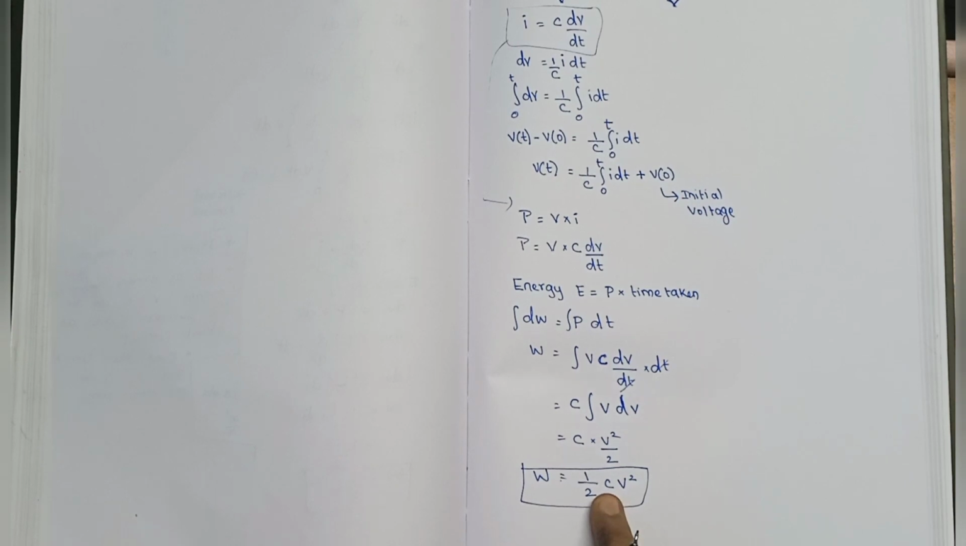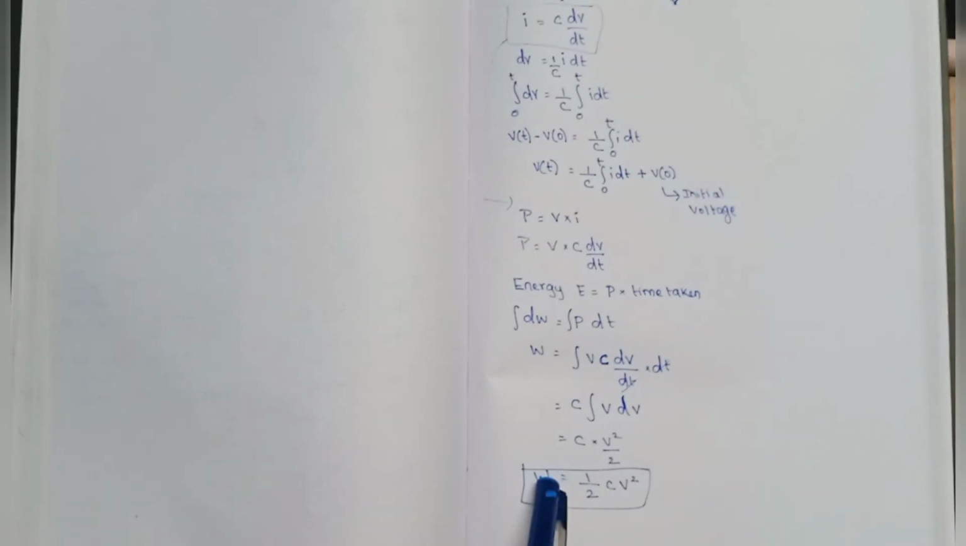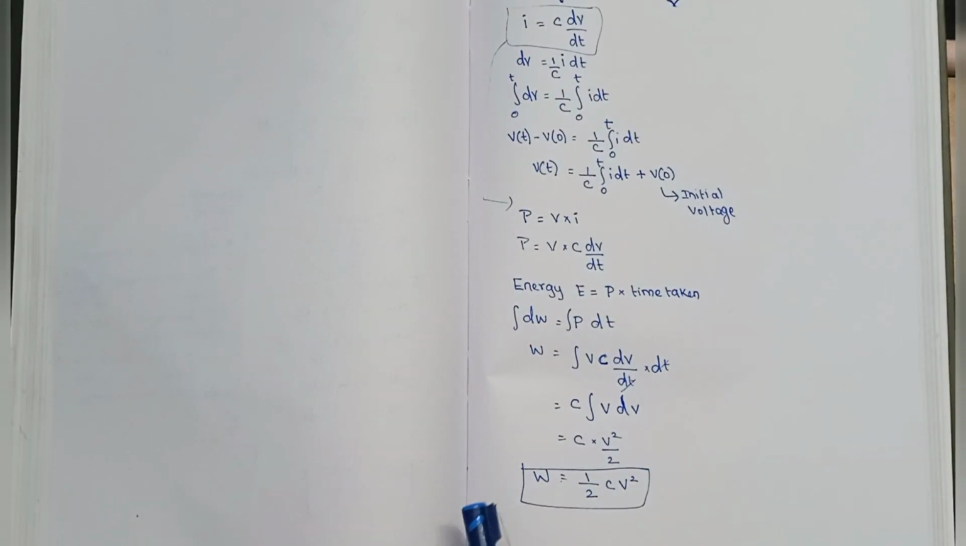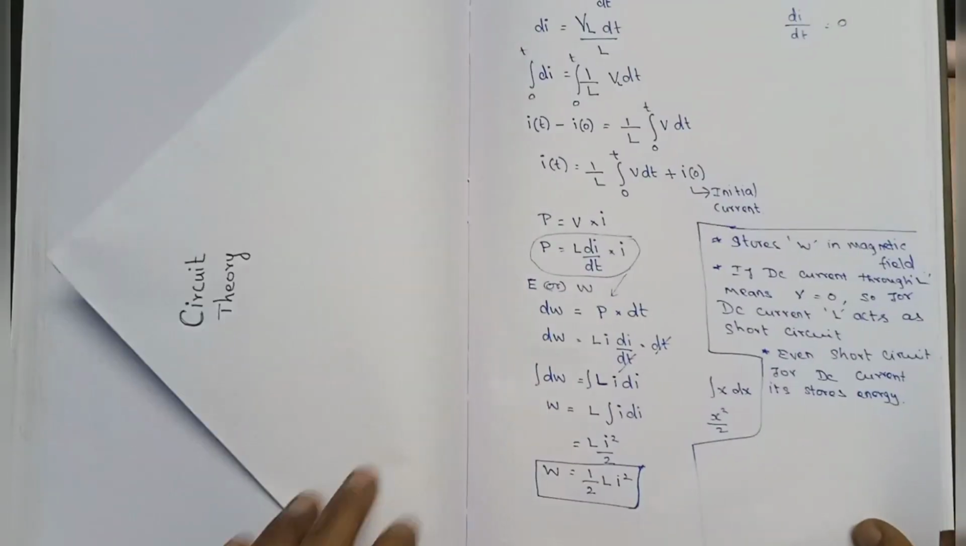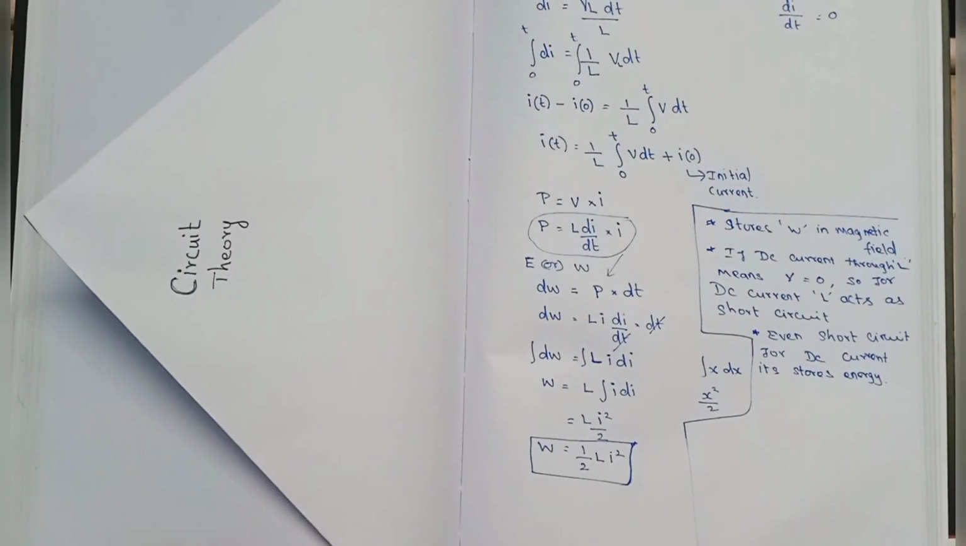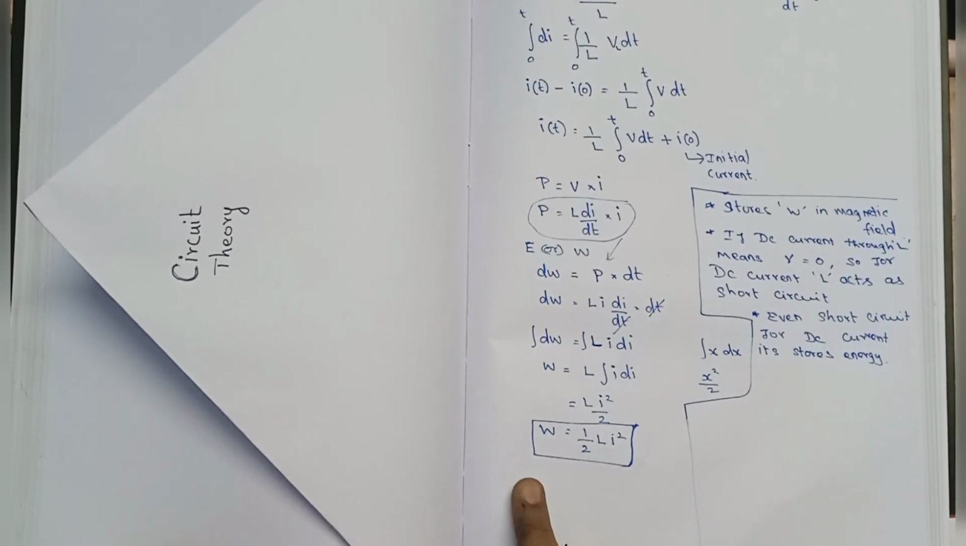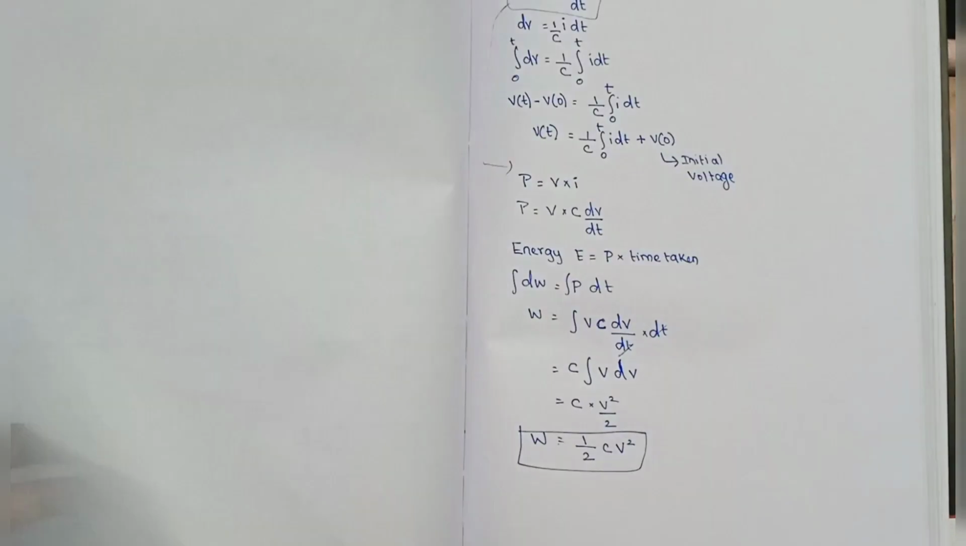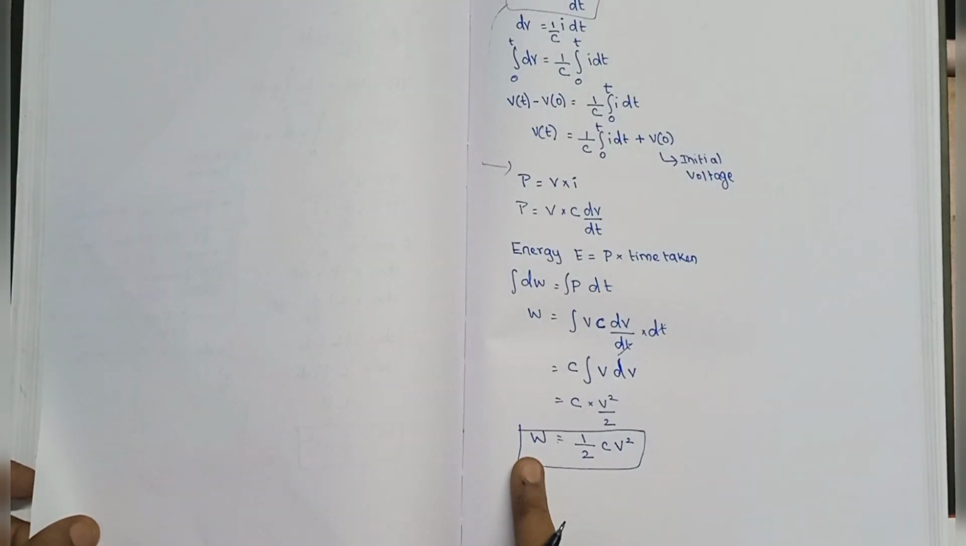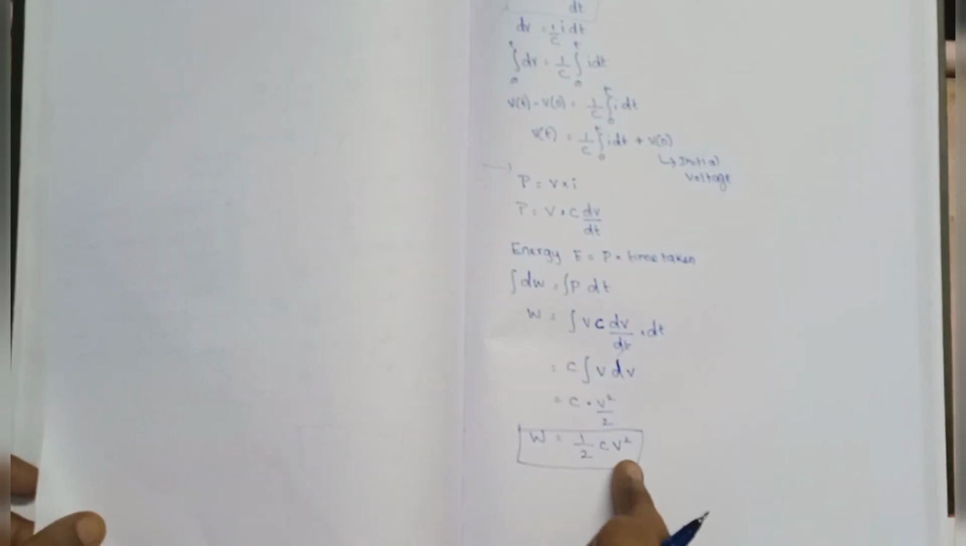See here, for the capacitor the prime quantity is voltage. So energy stored in the capacitor is nothing but 1 by 2 C V squared. For the inductor, you can write 1 by 2 L, where the prime quantity is current, L i squared. See here, I am writing W is equal to 1 by 2 L i squared. But for the capacitor I am writing W is equal to 1 by 2 C V squared.